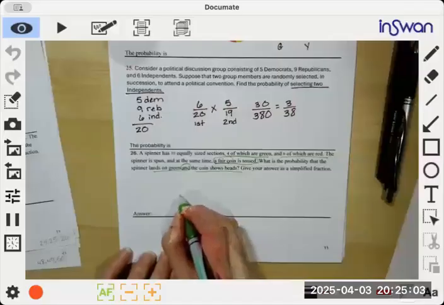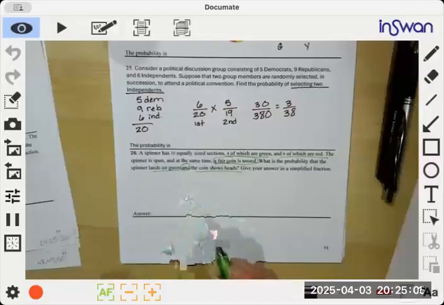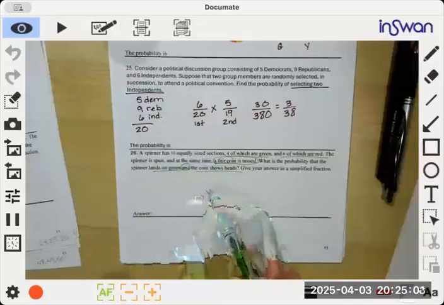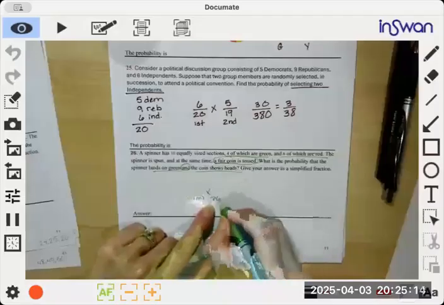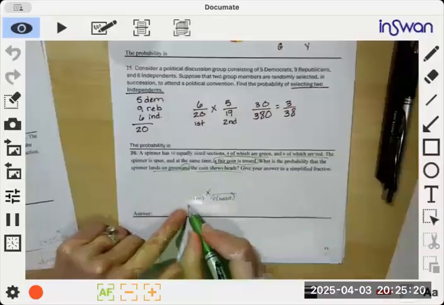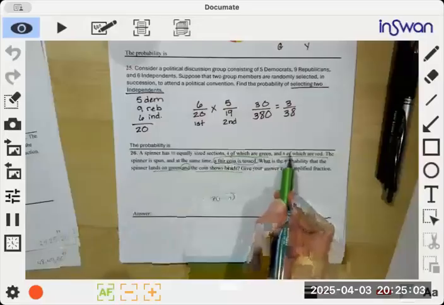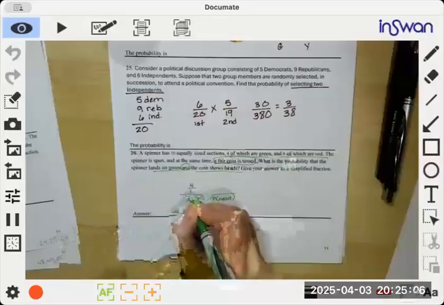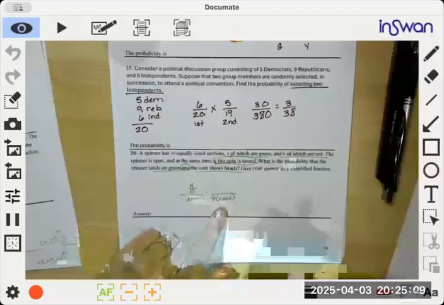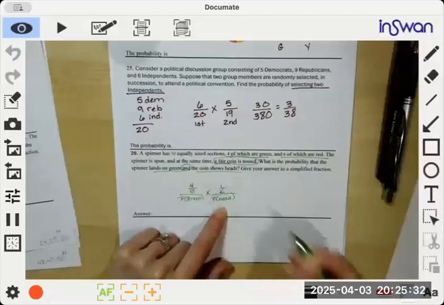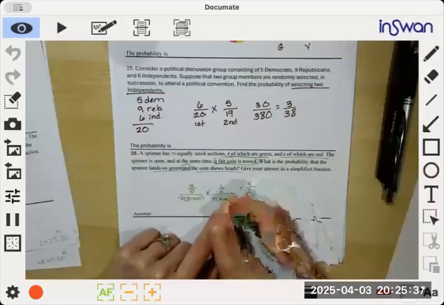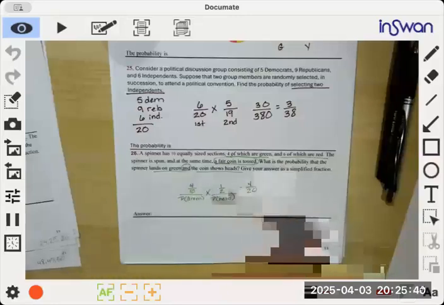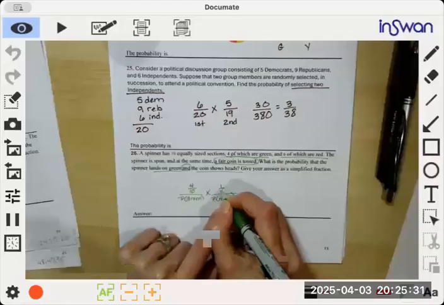So we're going to do the probability of green times the probability of showing a head. So probability of green is 4 out of 10. The probability of a head on a fair coin is 1/2. So this would be 4/20, or 1/5.